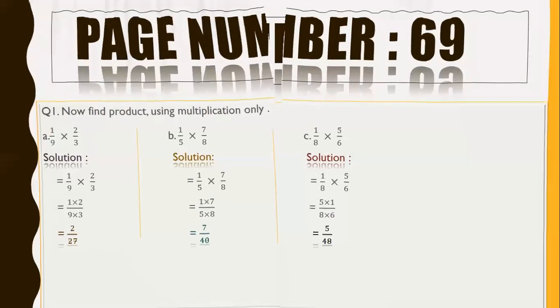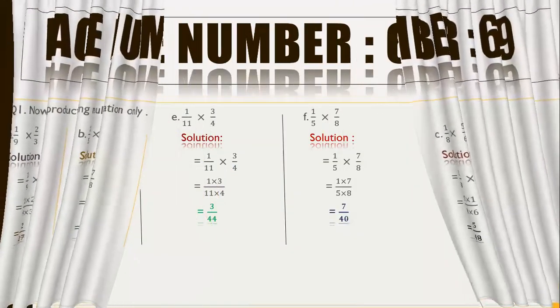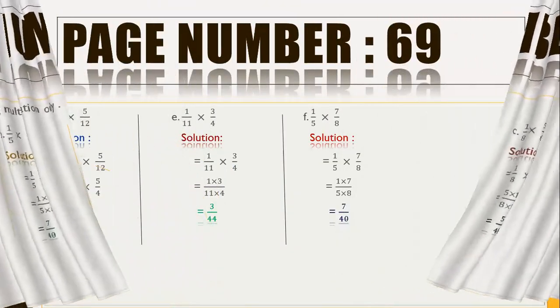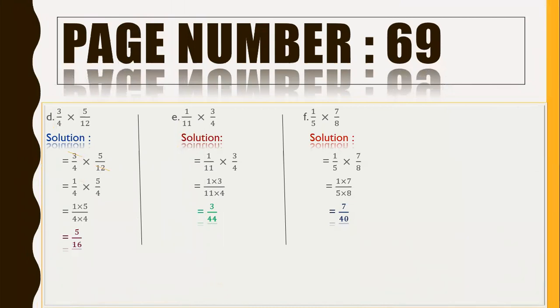Part D is given, 3 over 4 multiply 5 over 12. Now who will tell me which numbers are in the numerator and which are in the denominator? Yes, good. 3 and 5, they both are in the numerator. 4 and 12, they both are in the denominator.